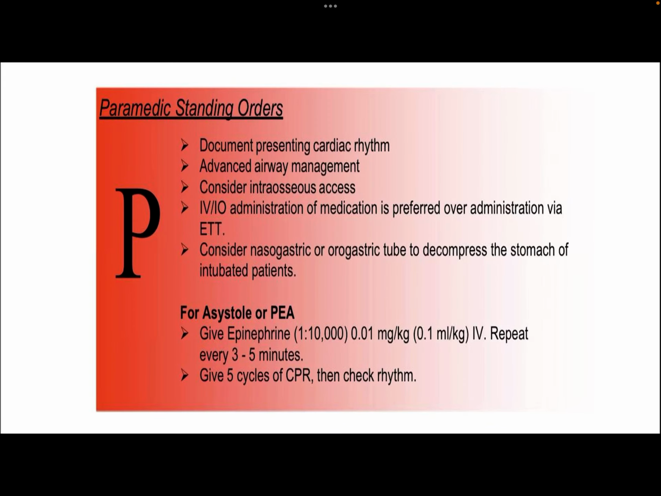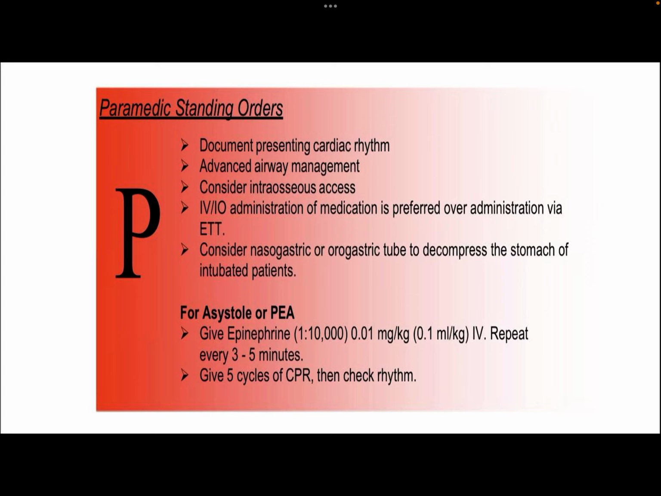Paramedics, make sure you document the presenting cardiac rhythm. Advanced airway management as appropriate. Consider IO access. Again, IV/IO med administration is preferred over giving it down the tube. You can also consider placing an NG or OG tube. We don't carry those here at Ambulance Inc.